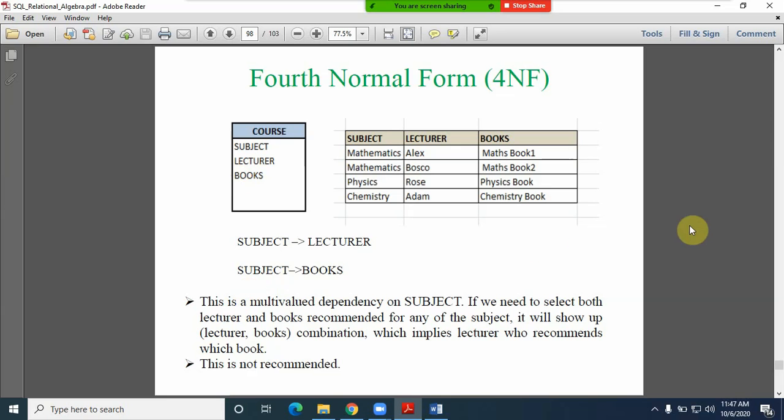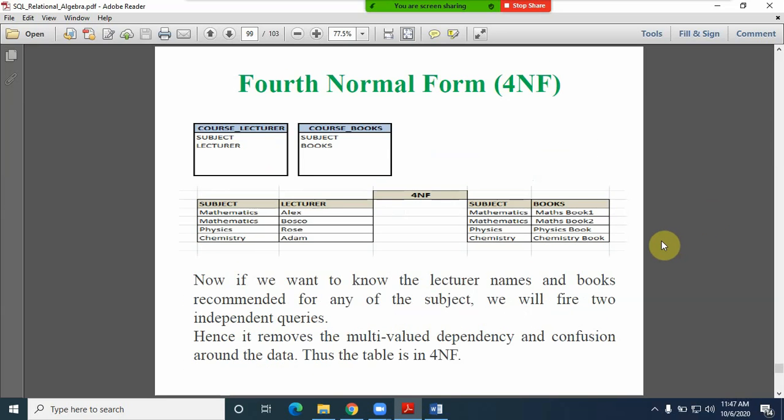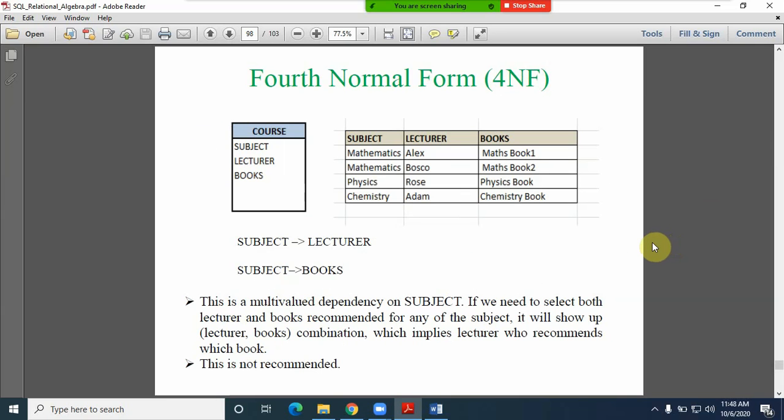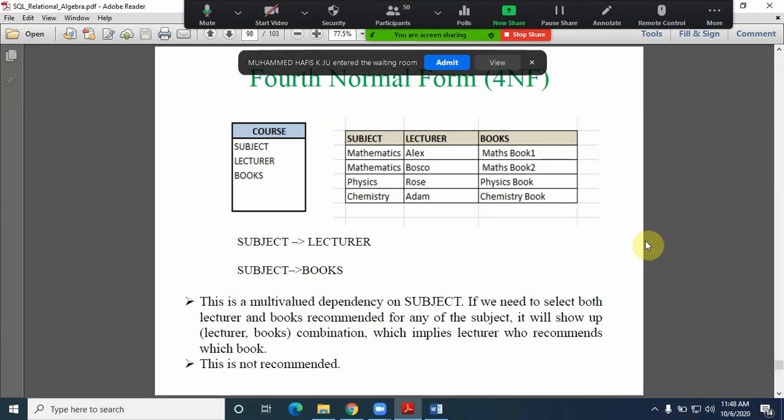Just have a look on this, friends. We are having this problem. Now you observe here, what we are doing is splitting this entire table into two tables: one is course lecturer and the other is course books. In the earlier table we are having a single table called course with the subject, lecturer information as well as the books information, and we faced some problem of repeating or multi-valued lecturers as well as books if I am trying to get the contents related to these aspects.